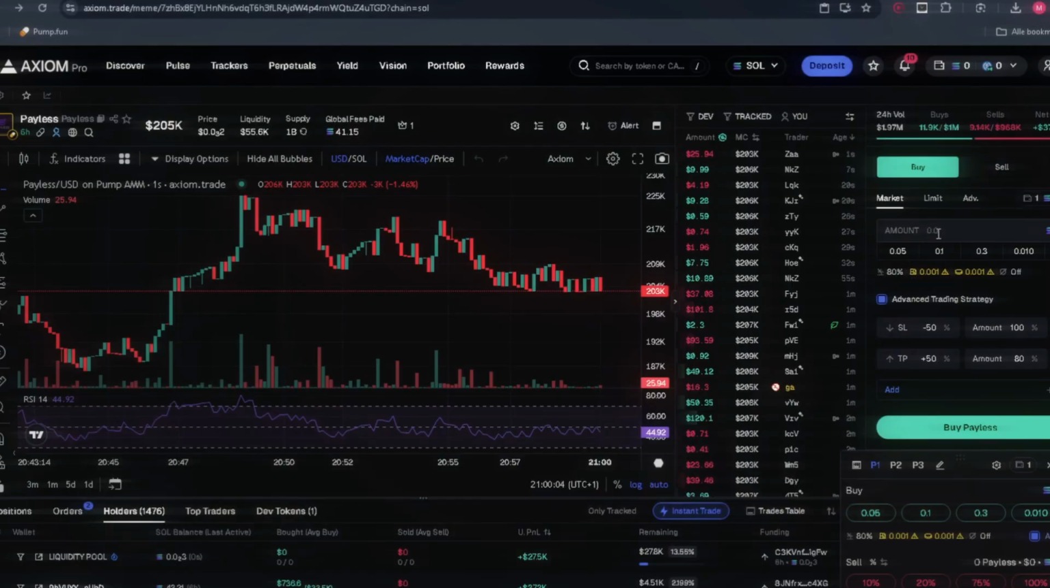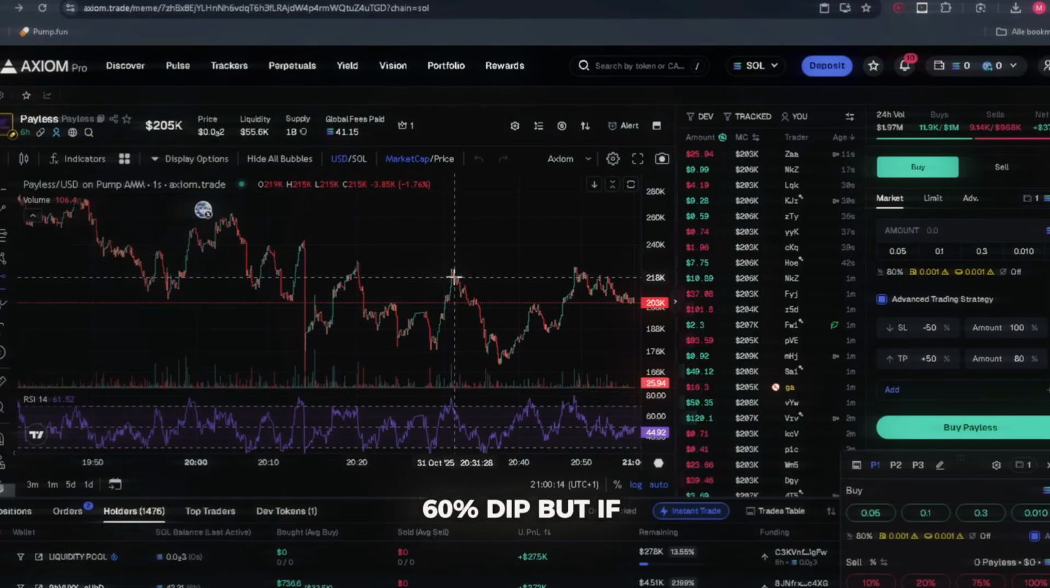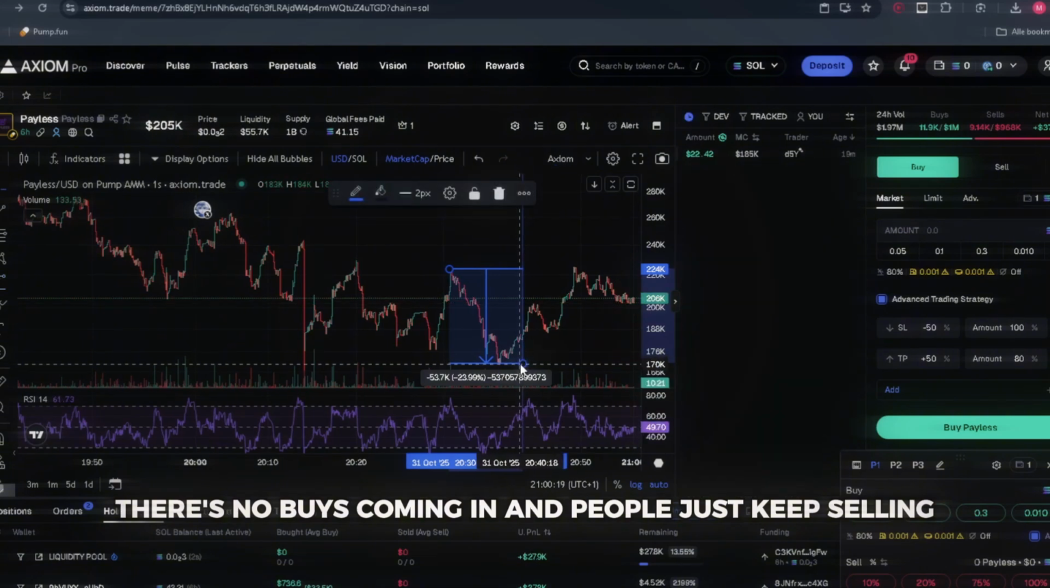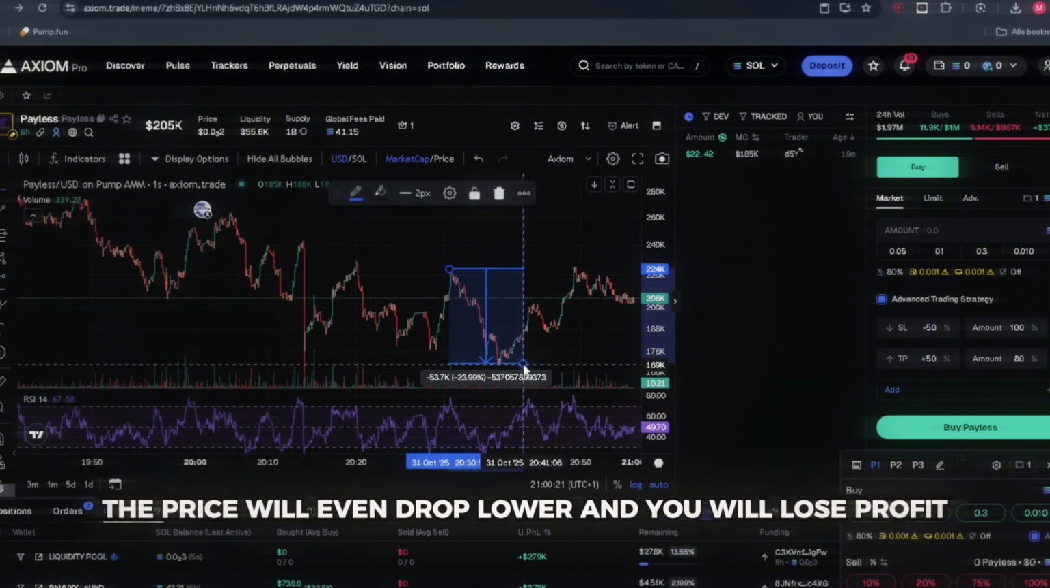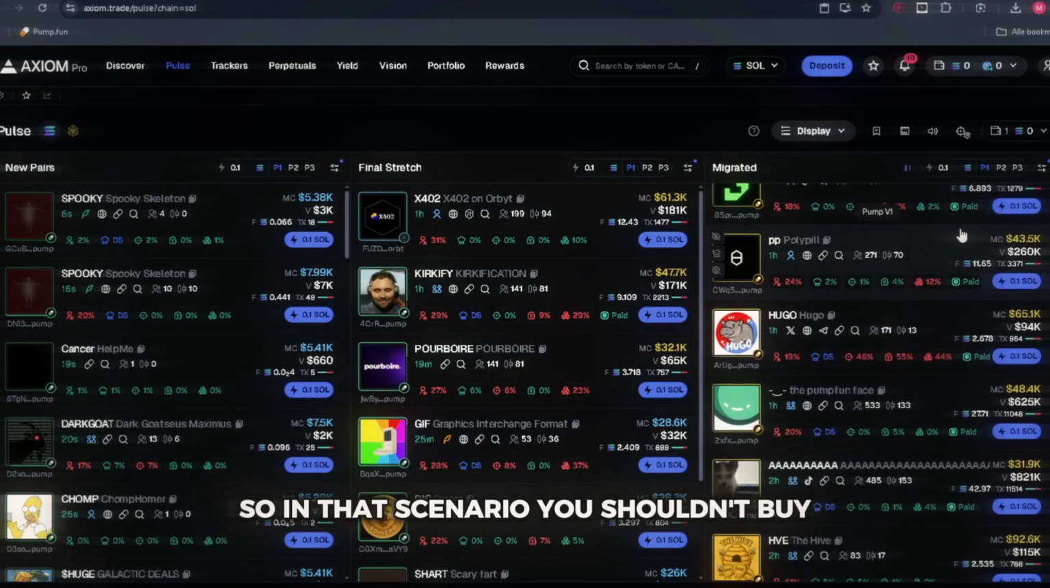If the volume just keeps increasing, holders keep decreasing, the price can undergo like a 50-60% dip, but if there's no buys coming in and people just keep selling, the price will even drop lower and you will lose profit. So in that scenario you shouldn't buy.